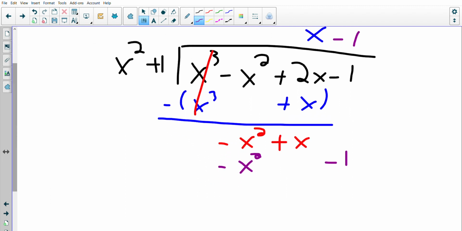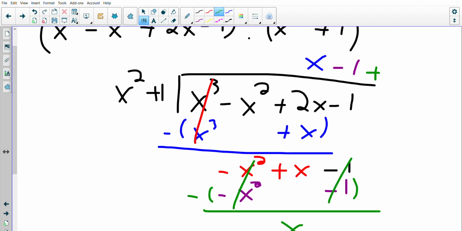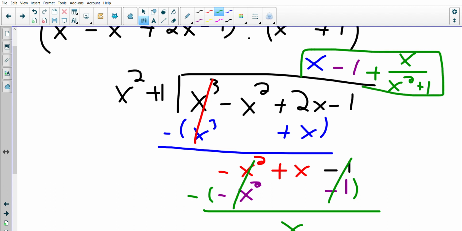Oh, I forgot to bring down my other positive 1. My subtract 1, there we go. Makes more sense. Okay, so now again, I'm going to subtract. Cancels out, but I'm left with x, and then minus 1 minus a negative 1 would cancel out, so I'm left with x. Well, x squared can't go into x, so I'm left with plus x over x squared plus 1. And there we go. So my final answer is x minus 1 plus x divided by x squared plus 1.